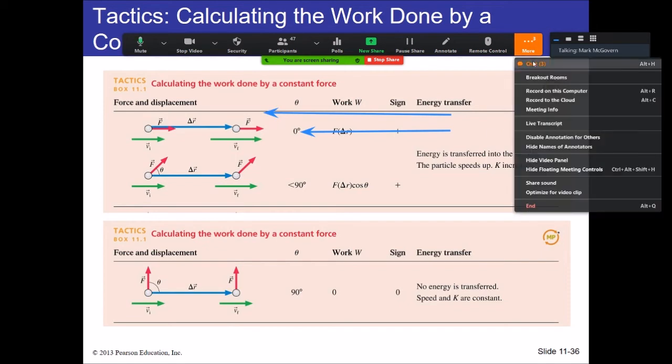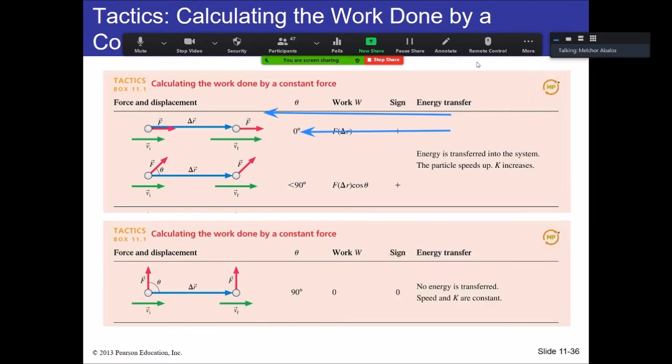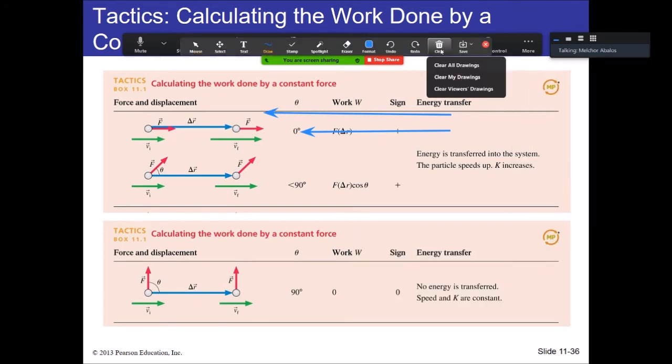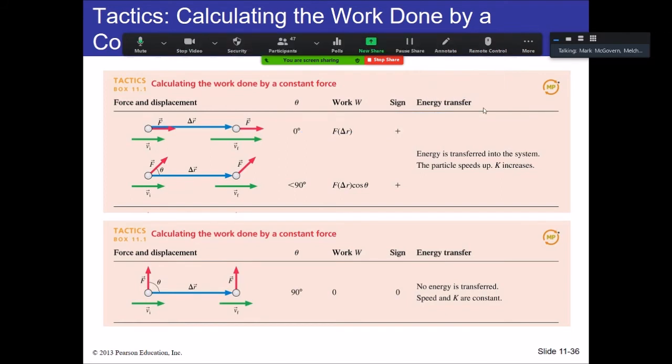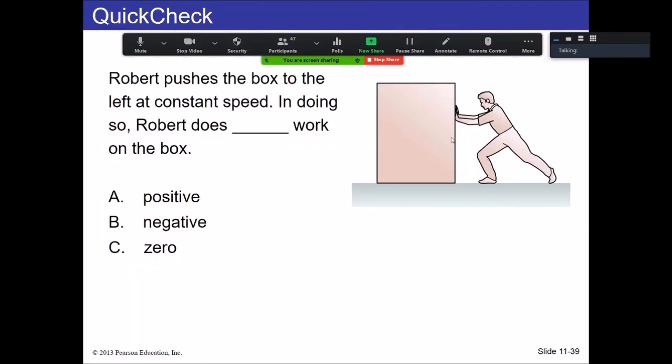Now, I don't know if you were thinking like, oh, well, the direction's negative. Well, there's two negatives then. If the box was moving to the left, and he was pulling to the right, it would be negative. That's negative work.